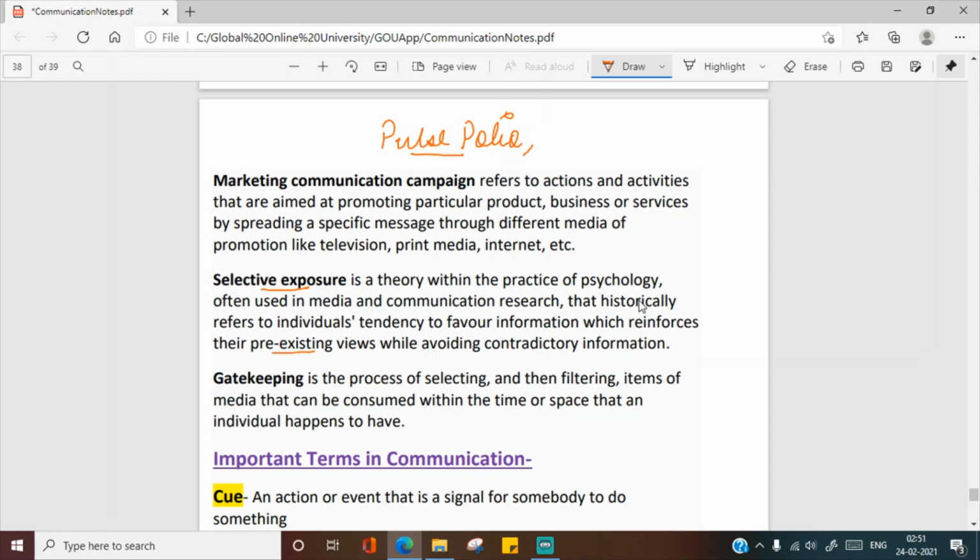Okay, so if you search something about cooking, so you might search for different products or different items to buy, then you are watching videos of how to make recipes. Then what will happen? Only those kind of information will come on your computer. So this is selective exposure.